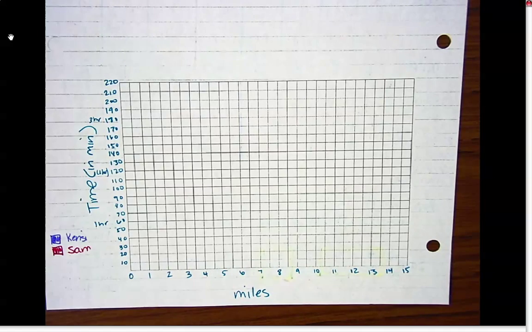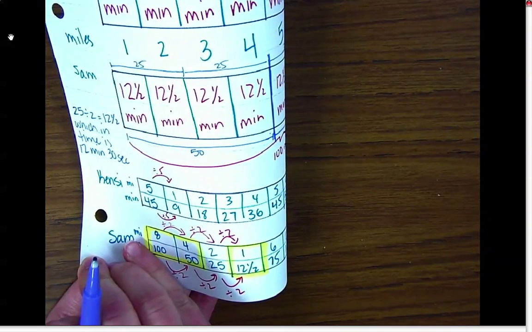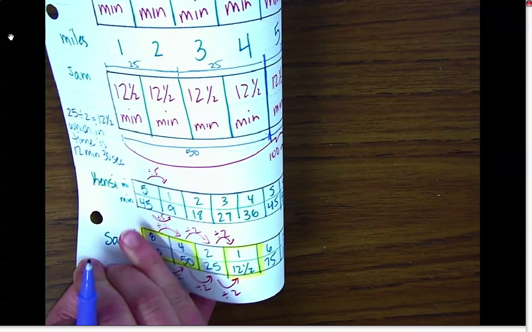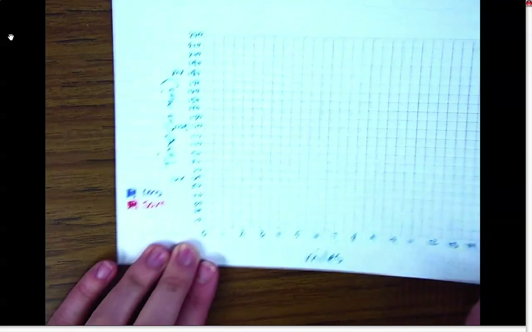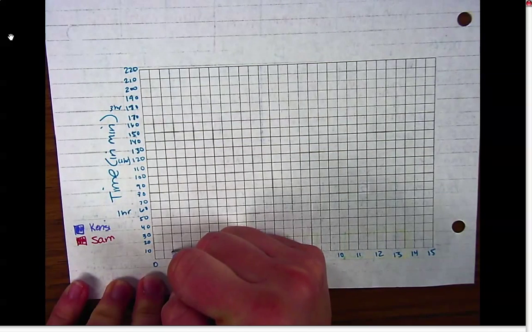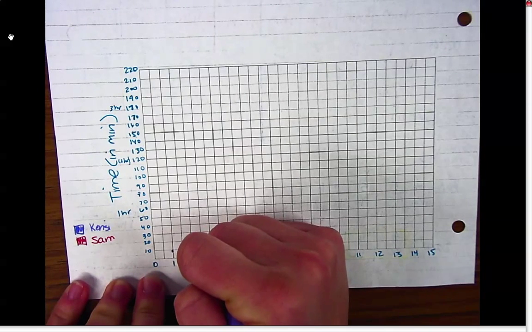And so now I'm going to go back to my ratio table. I'm going to flip my paper back and forth a couple times. I'm going to plot the points that I calculated. I'm going to start with Kenzie. If I look back, I see that she did 5 miles in 45 minutes, 1 mile in 9 minutes, 2 miles in 18 minutes. Oh, and that reminds me, I just have to count by nines. So if I remember that 1 mile is 9 minutes, I'm going to put that 9 there. 2 miles is going to be 18 minutes.